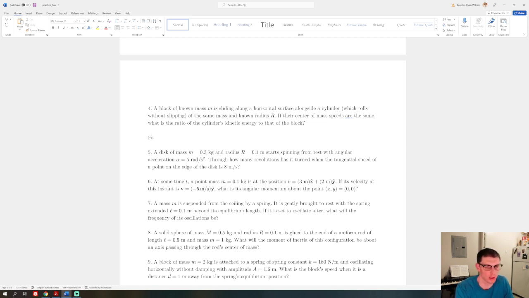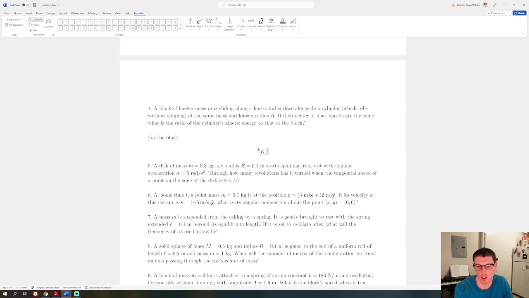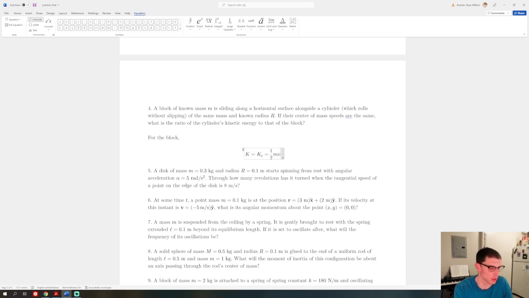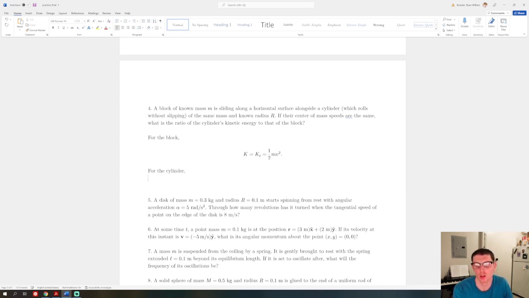For the block, the total kinetic energy is just translational. So it's going to be 1/2 mv squared, right? And that's it. For the cylinder, we could generalize this to any kind of object that's rolling, really, right? If we know the moment of inertia for it.